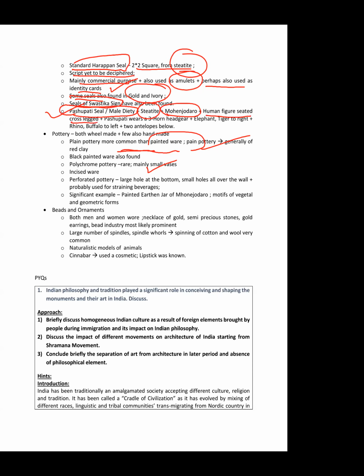Human figure seated cross-legged. That is the Pashupati deity. He is seated cross-legged. He wears a 3-horn headgear, right? On head, he wears a thing which is having 3 horns. Then elephant and tiger to his right, rhino and buffalo to his left, and 2 antelopes below, right?